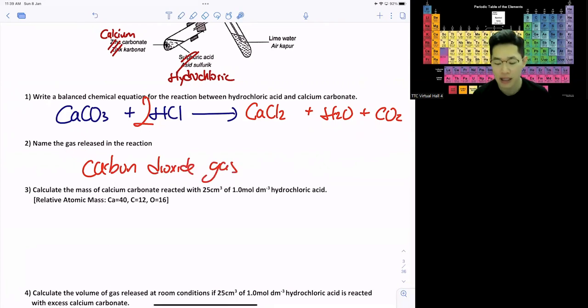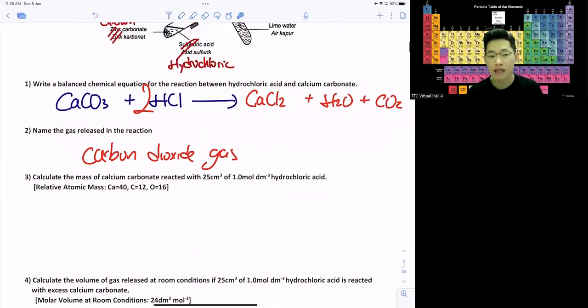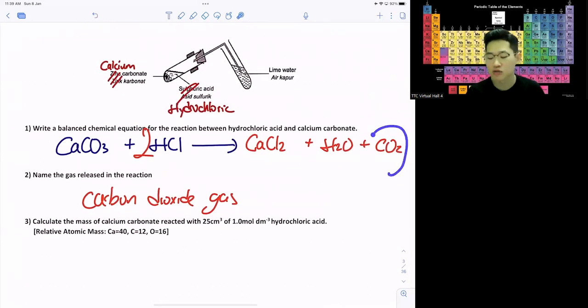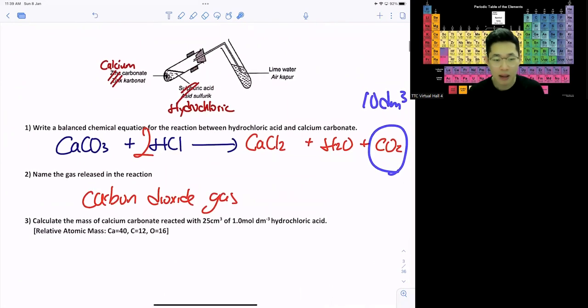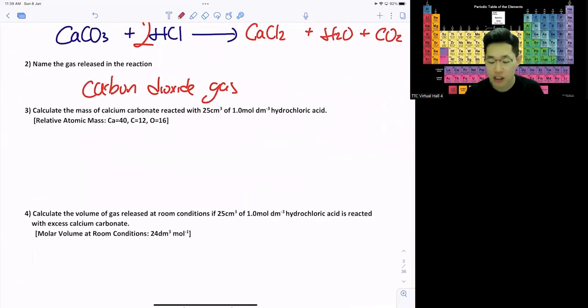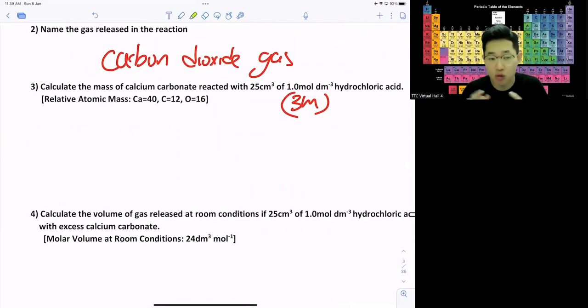And then calculate the mass of calcium carbonate reacted with hydrochloric acid. So they might ask you to do a calculation, but I don't know which information they give you. Maybe they will give you the volume of gas. So the gas released is maybe like 10 dm cube, something like that. But it's okay. When you are doing this kind of question, usually it will be 2 to 3 marks. And it is actually very easy to identify this type of question, because they want you to find the mass of calcium carbonate.